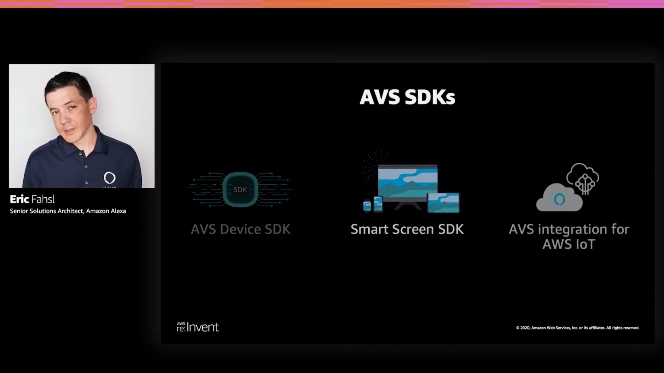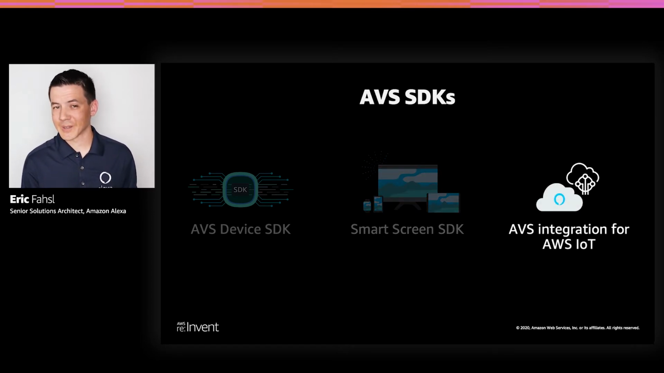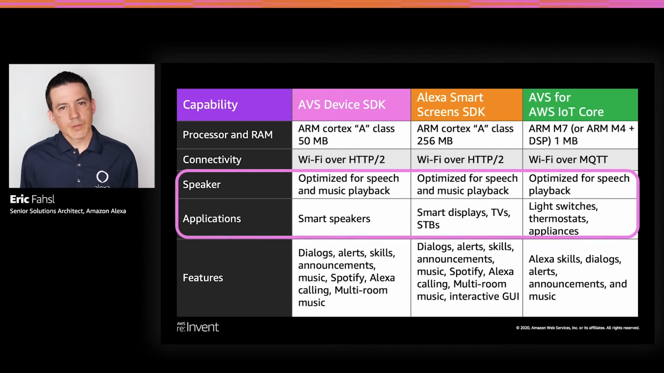And our third is AVS Integration for AWS IoT Core. This is intended for low-power devices, and it actually uses an MQTT connection to AWS IoT versus the standard HTTP2 connection to AVS, and offloads some of those resources to the cloud. We'll talk about that in a bit. So if you're wondering, well, what's the difference between these 3, aside from what I just mentioned, some of the key components are the type of devices that they're best suited for. Like I said, the AVS Device SDK, it's well suited for something like a smart speaker, perhaps a wearable as well.